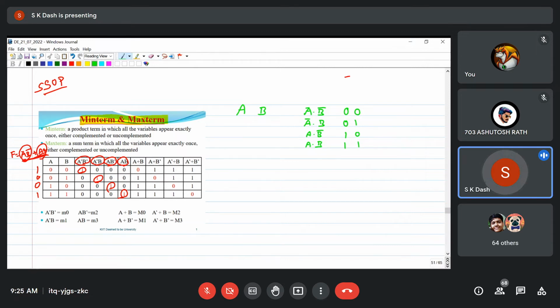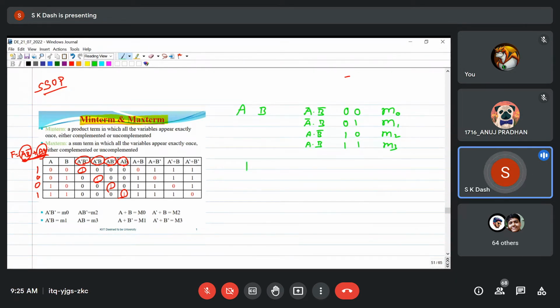So what is the decimal equivalent of 0 0? 0. So we'll denote this A bar B bar as small m subscript 0. Small m stands for mean term. 0 1's decimal equivalent is 1, so we'll denote this as small m1. AB bar we will denote as m2. AB we will denote as m3.